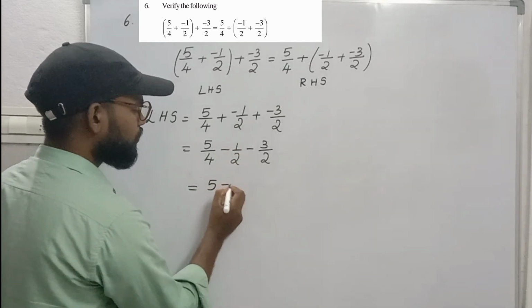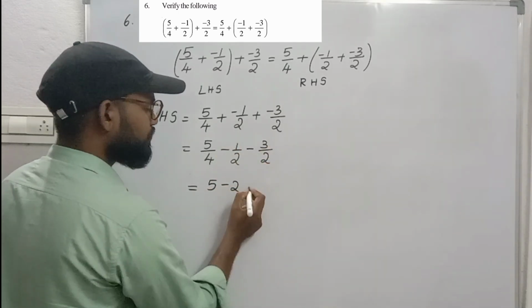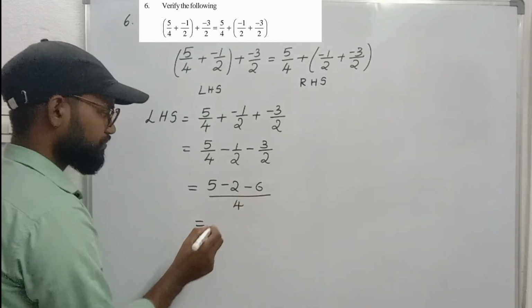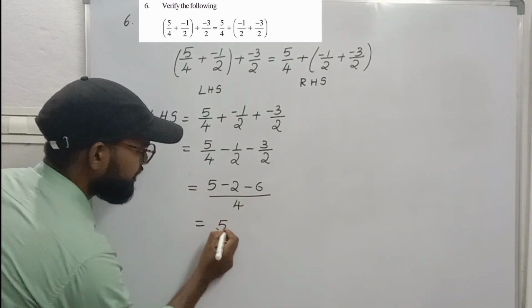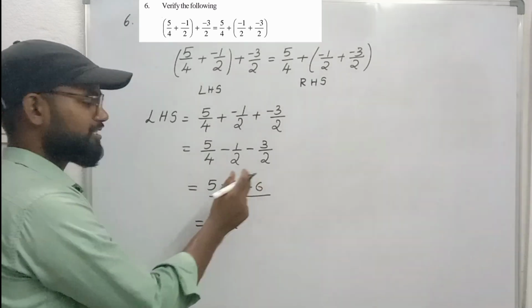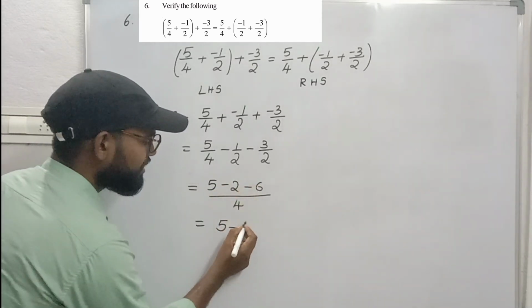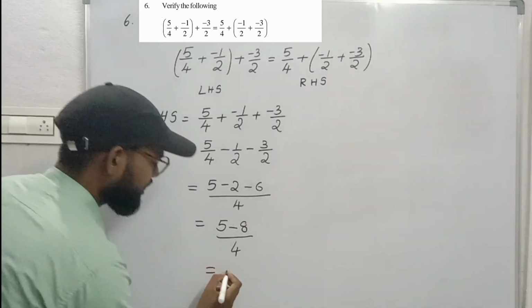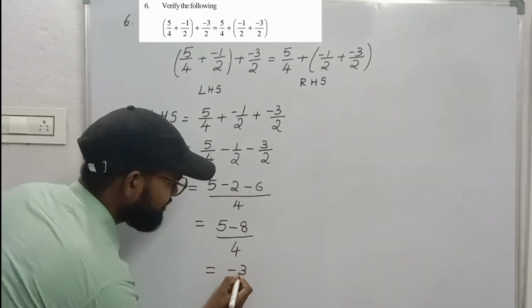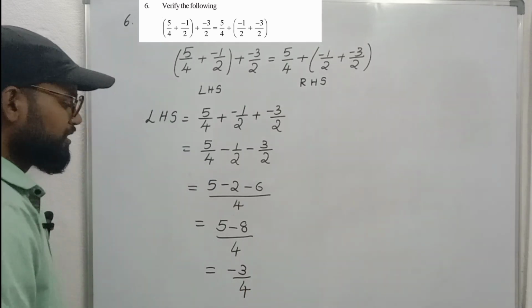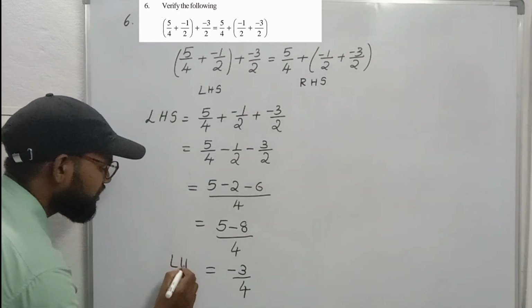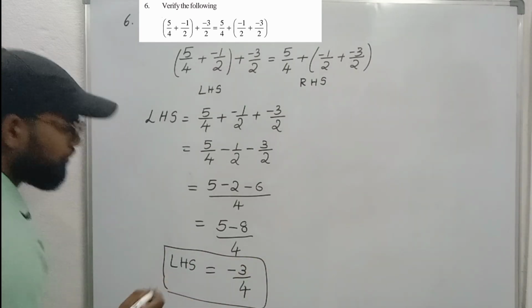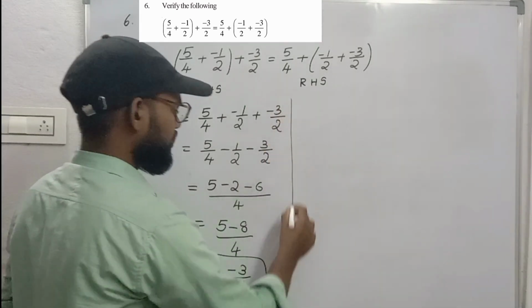So 2 to the 4, here 2 to the 4 by overall LCM 4. Next, 5 minus 2 minus 6. Minus 2 minus 6 is nothing but minus 8 by 4. So 5 minus 8 we will get the negative number, right? So 5 minus 8 is minus 3 by 4. Okay. So now what we got, our LHS is minus 3 by 4. Now let us go for the RHS.